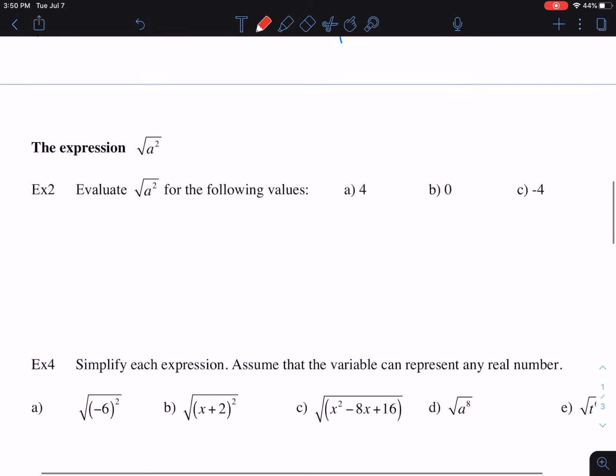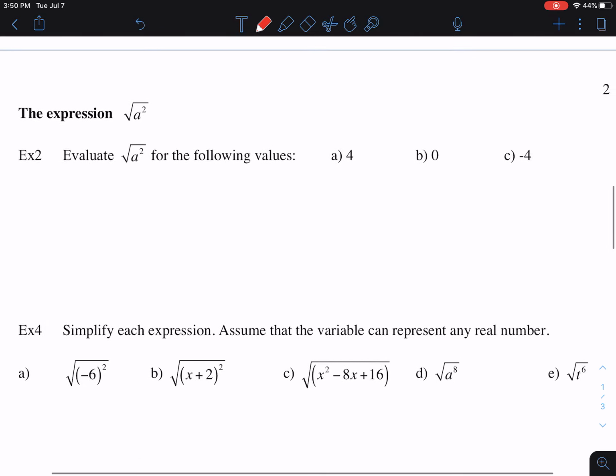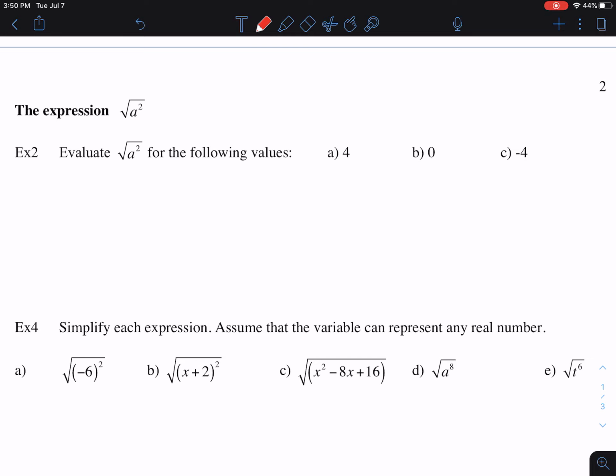Next up, the expression of the square root of a squared. Right. Typically, when we look at this, we say, all right, what's the square root of a squared? The answer is going to be a. I'm just going to go ahead and cancel that out. So I'm going to get a. Is it really a? Or is it something else?